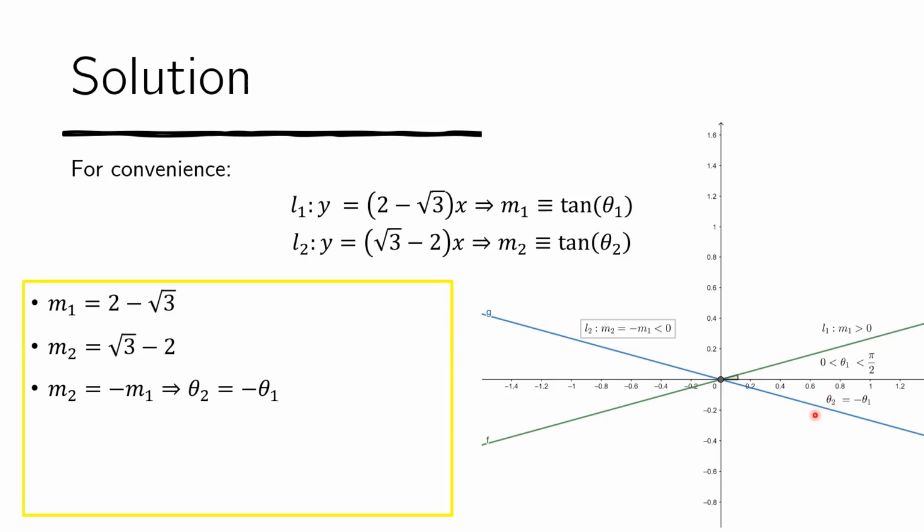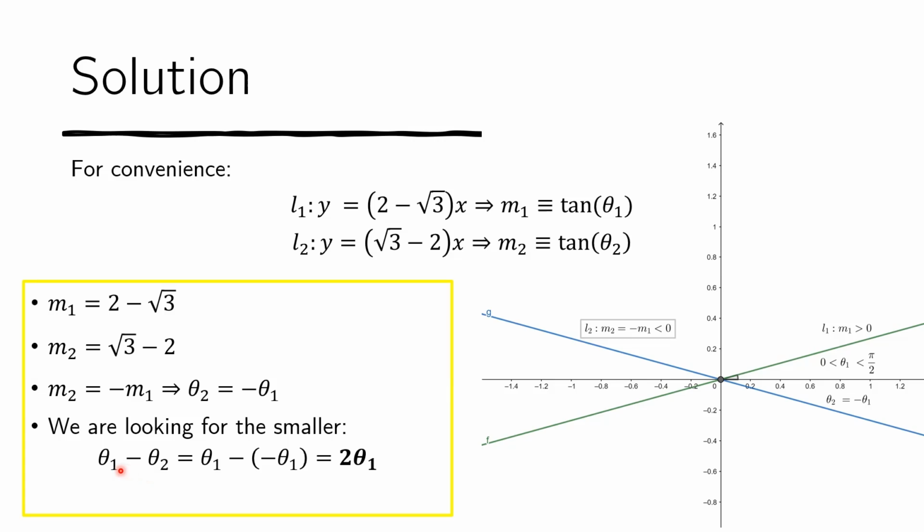And so now we know what we're looking for. We're looking for the difference between the angles that these lines make with the x-axis. So we're just looking for the angle between the two lines. And it could be this angle or it could be this angle. So we're looking for the smaller of θ1 minus θ2. So θ1 is here, and θ2 is this one.